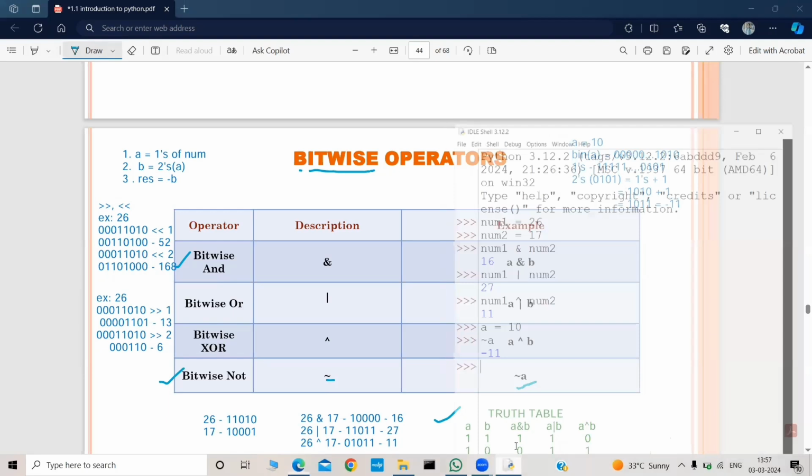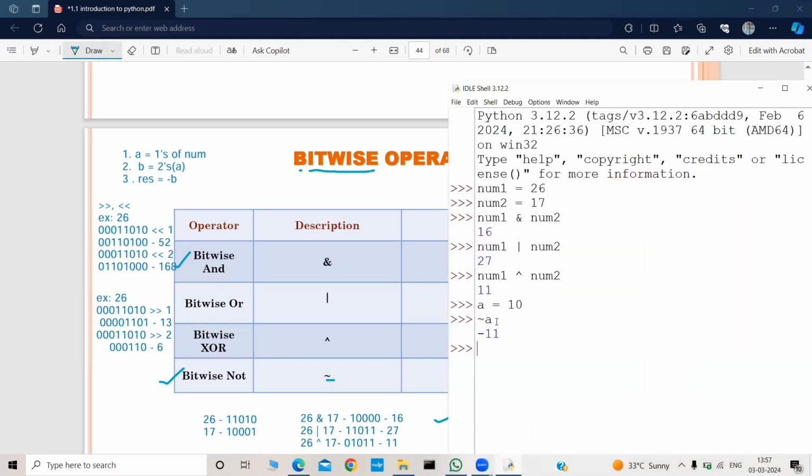So let's quickly run them on this. Ideally, I have the number A equal to 26, and I will do A left shift 1. Then I got 52. And I will do A left shift 2. Then I got 104. I think I made some calculation mistake. So yeah, I made a mistake.